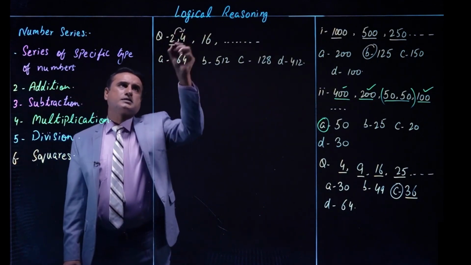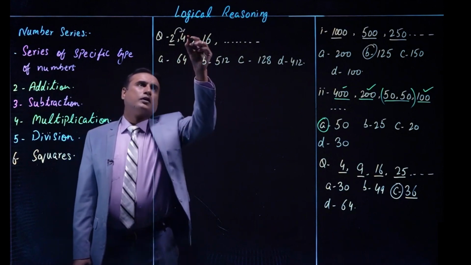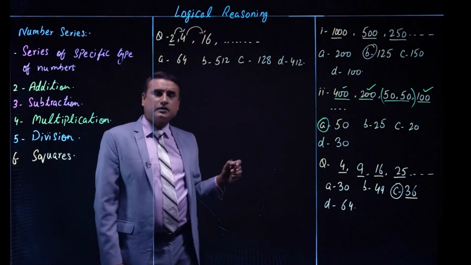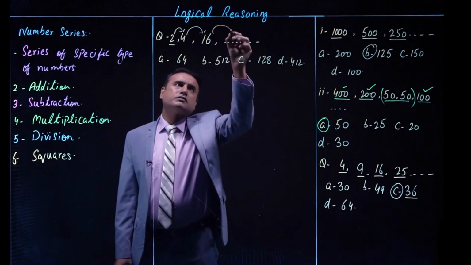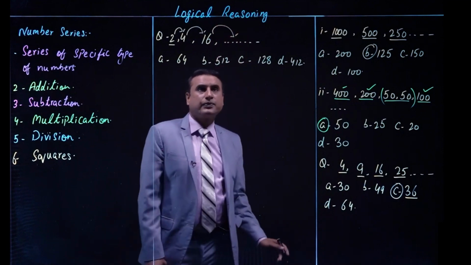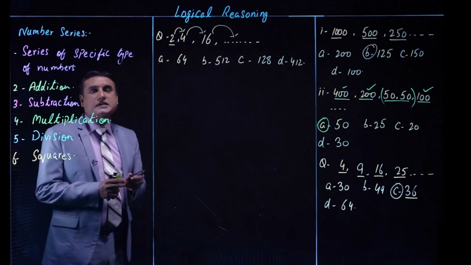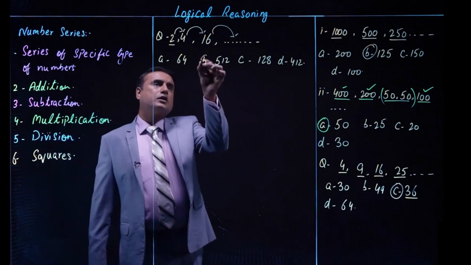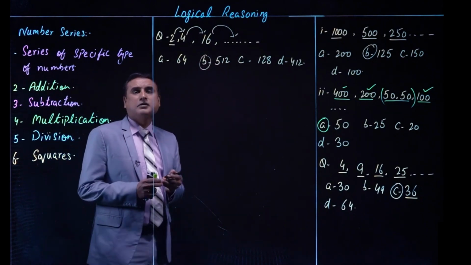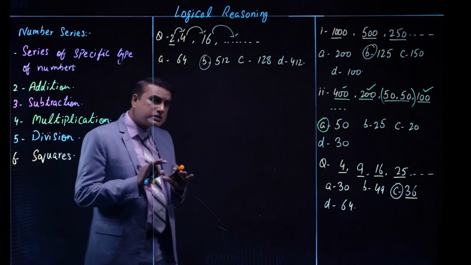That is 4, and the square of 4 is 16, and now we have to take the square of 16. If we talk about the square of 16, it is actually option beta, 512. Now this is something tricky.